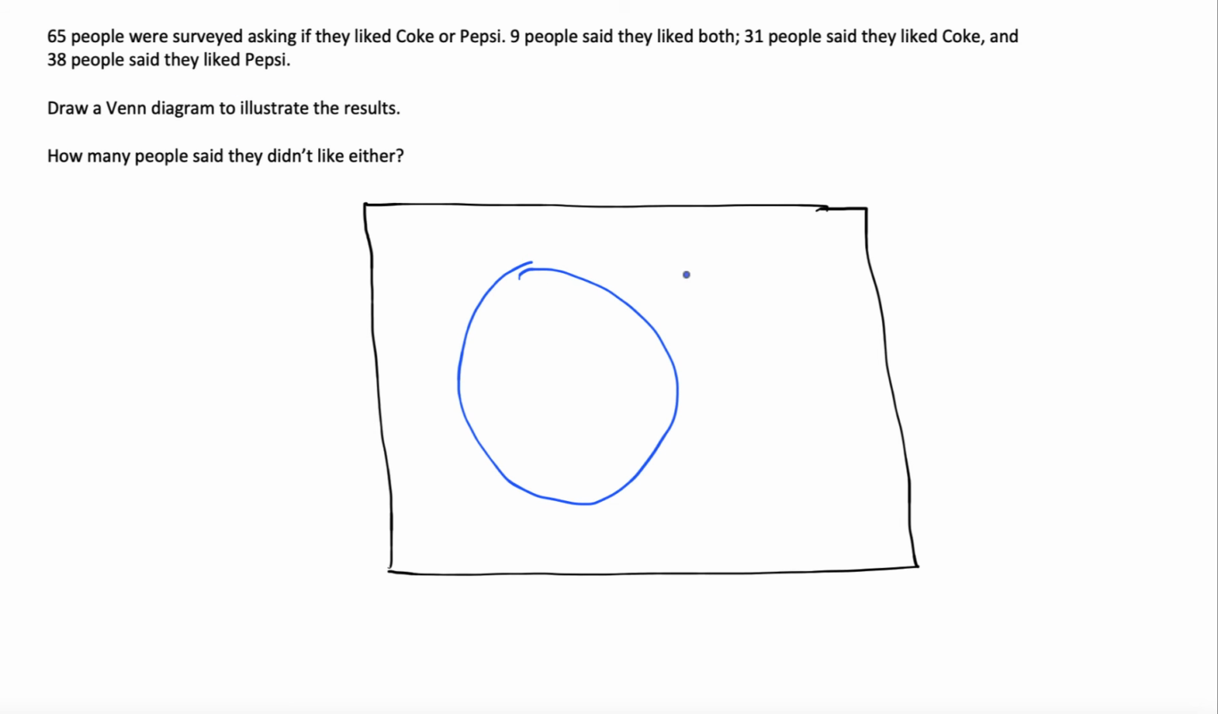The idea is that these sets or these circles can overlap, right? So for example, let's say this circle represents all the people who said they like Coke. And this circle here represents all the people who said that they like Pepsi. And you notice there's some overlap here. So that's these 9 people. 9 people said that they like both. So we'll put those 9 right there in the middle.